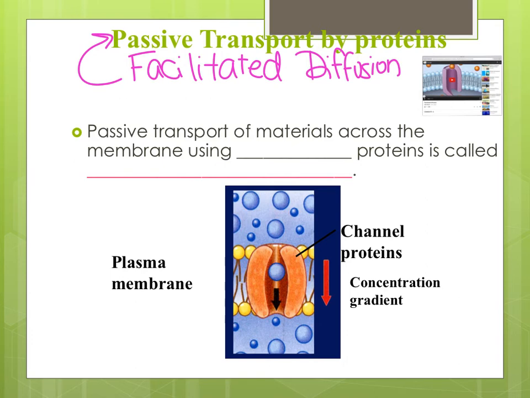If we're finishing passive transport today, what do you think we'll finish tomorrow? Active transport, and that'll be all the information for your test. So passive transport of materials across the membrane using transport proteins. We have special proteins called transport proteins. It's called facilitated diffusion.